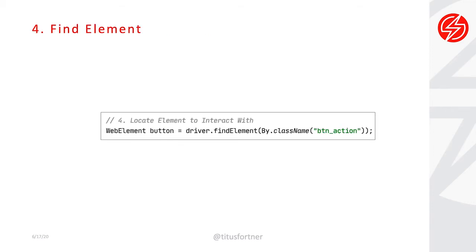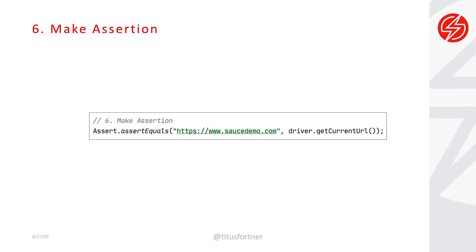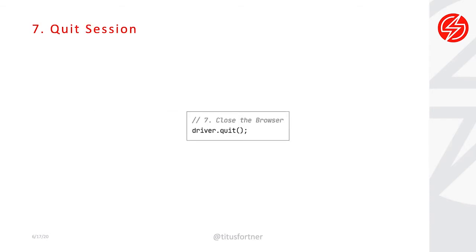Now that we know that it's there, we can save that, store that to a variable. And then in this case, we're going to click on that element, that button, and then we're going to make some assertion, whatever it is. Get the current URL. Are we still on the home page? And then we have to make sure we quit the driver so that the browser is not left hanging out there.